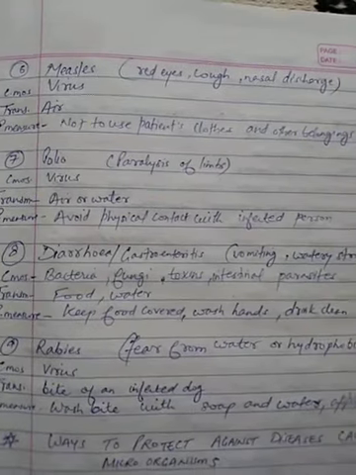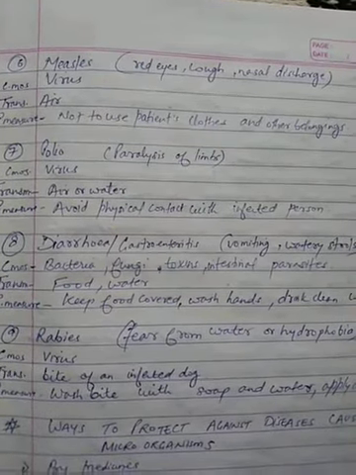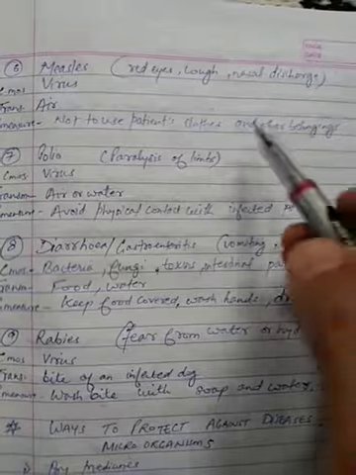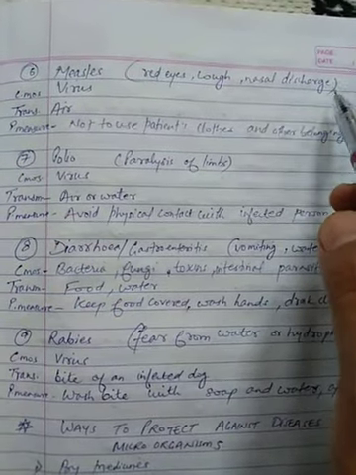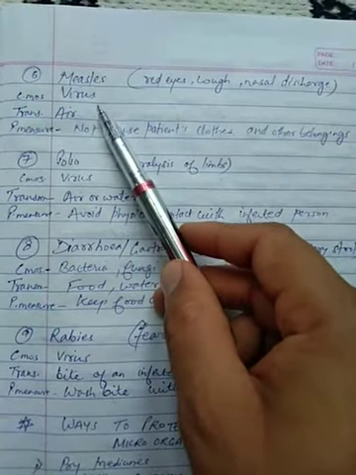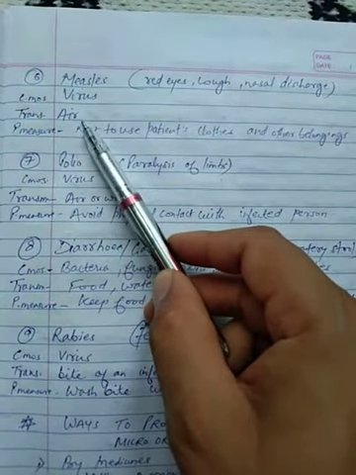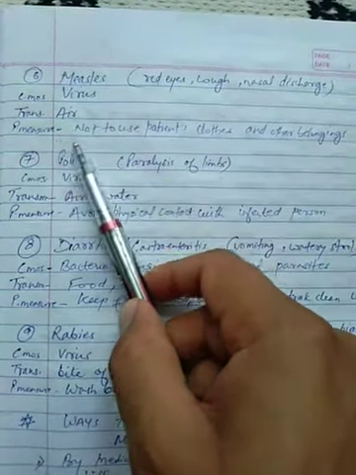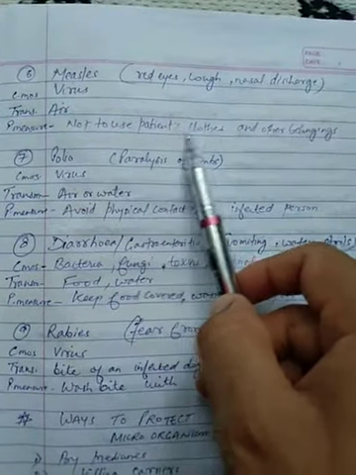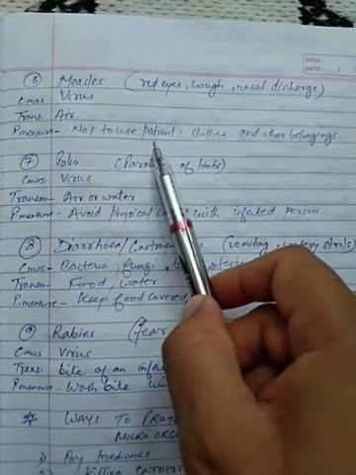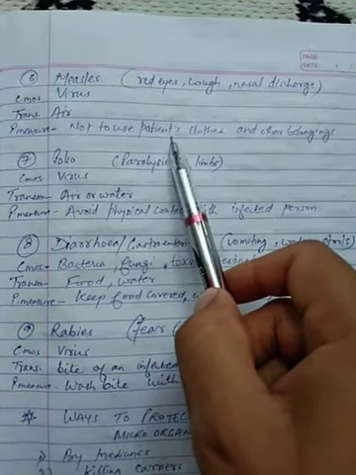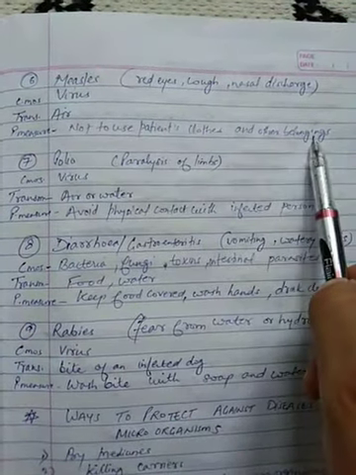Okay, then moving on to the sixth disease, it is measles. What happens in measles? We have red eyes, cough and nasal discharge. So again it is caused by virus, it is transmitted by air, and preventive measure is not to use the patient's clothes and other belongings. We have to make sure that we do not use the clothes of the patient and his other belongings, other items.